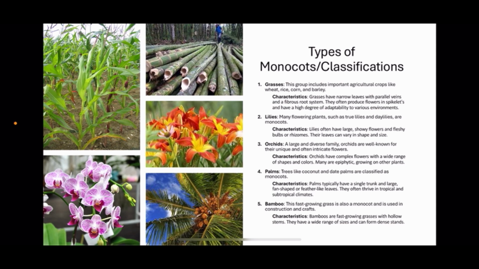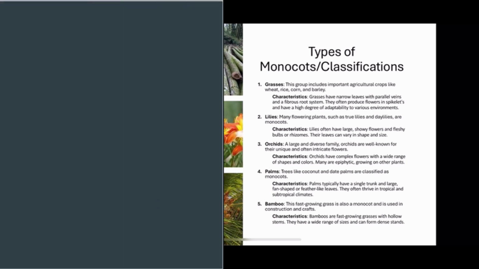The top left picture is the type of grass that is corn. The bottom left shows the orchids. The pictures to the right, from top to bottom, are bamboo, daylilies, and then coconut palms.